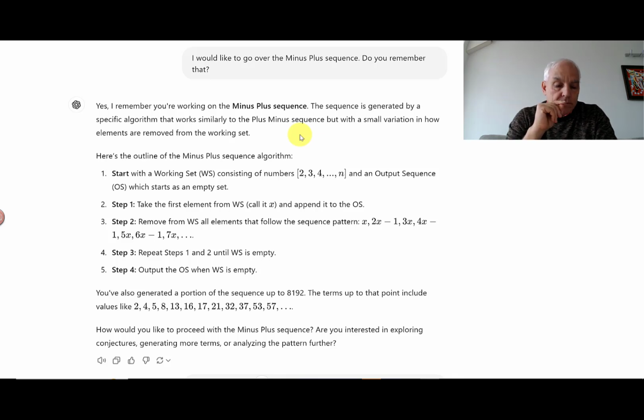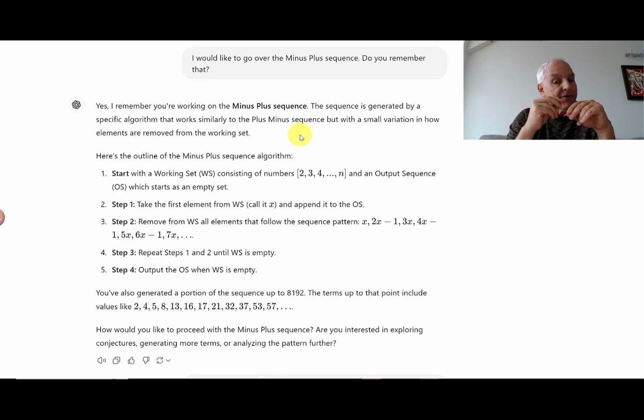So let me pause there. Last time when I talked about the plus minus sequence, what we did is we took x and we're going to remove that one. And then the next one we're going to remove is obtained from x by adding x, x plus 1.